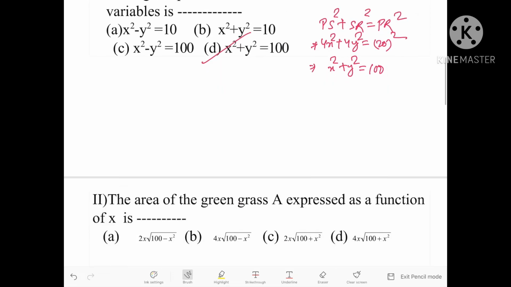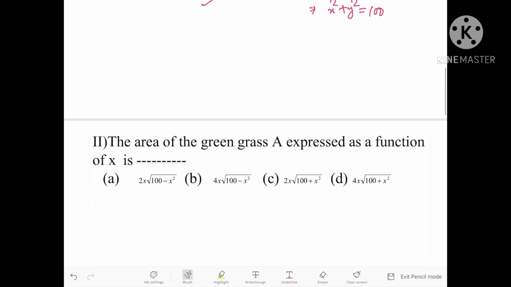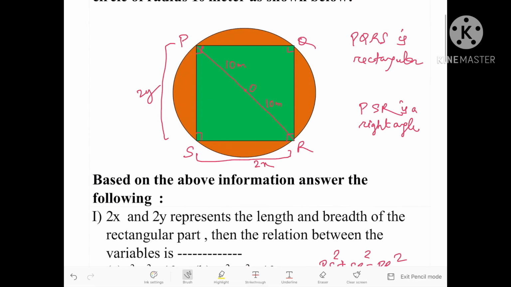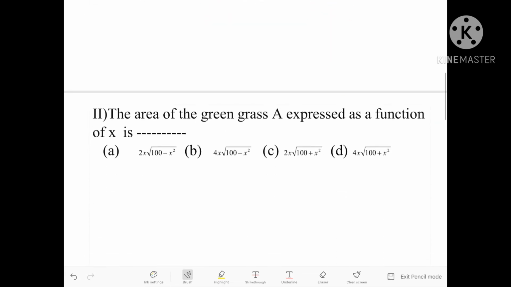Now comes to question number 2. The area of the green grass A expressed as a function of x is dash. Area of the green grass means this whole part. This part is your area A, means the area of the rectangle PQRS. So area of rectangle PQRS is length into breadth, means 4xy.